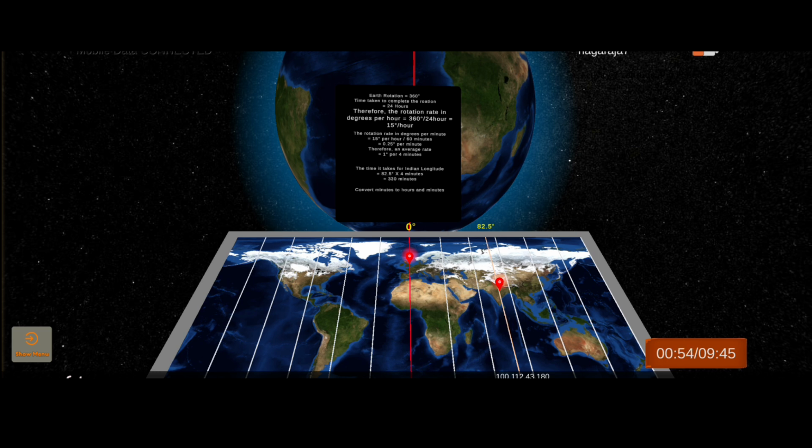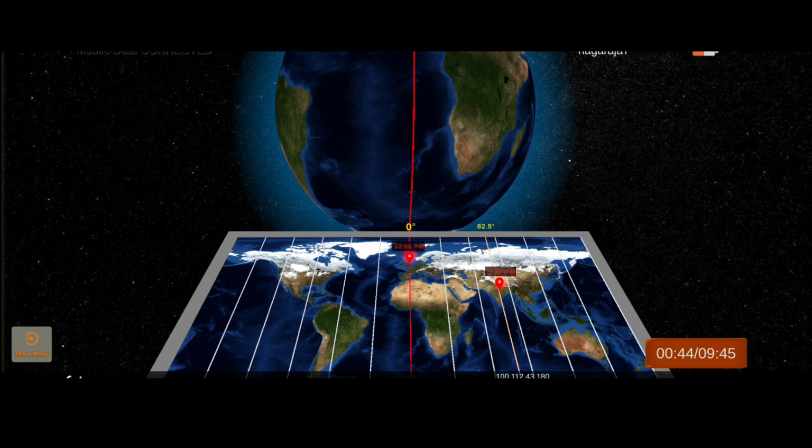Now, we will convert 330 minutes into hours and minutes. Dividing 330 minutes by 60 minutes, we get 5 hours and 30 minutes. Therefore, when it is 12 p.m. in Greenwich, the time in India will be approximately 5:30 p.m.